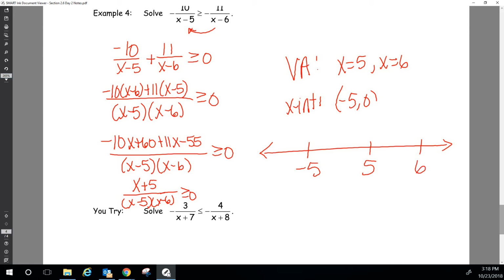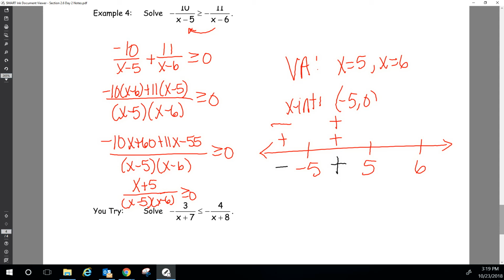And then we're going to test our intervals. So less than negative 5 would be negative 6. Negative 6 plus 5 is negative. Negative 6 minus 5 is negative. Negative 6 minus 6 is negative. Negative times negative would make this positive. Negative divided by positive is negative. Between negative 5 and 5 is 0. So this would be positive divided by negative times negative. Negative times negative is positive. Positive divided by positive is positive.